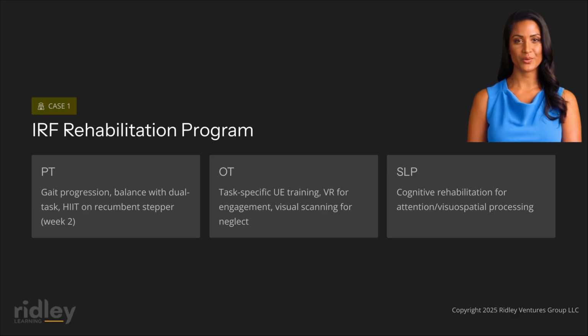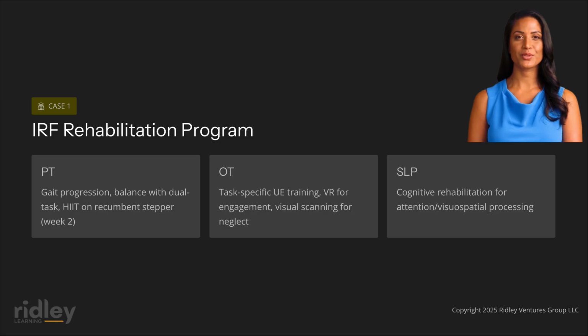High-intensity interval training on the recumbent stepper was introduced during week 2 to address cardiovascular deconditioning and potentially enhance neuroplasticity. Occupational therapy emphasized upper extremity task-specific training targeting fine motor coordination, visual scanning strategies for left neglect management, and progressive independence in self-care activities. Virtual reality-based training using a commercially available system was incorporated to provide engaging, high-repetition upper extremity practice, addressing both motor and visuospatial goals.